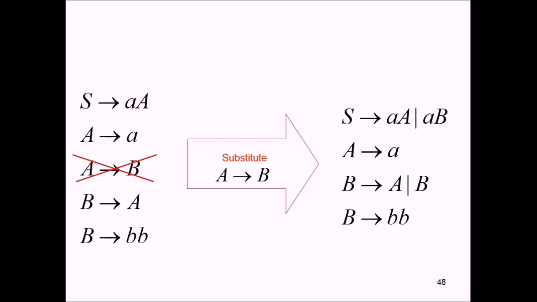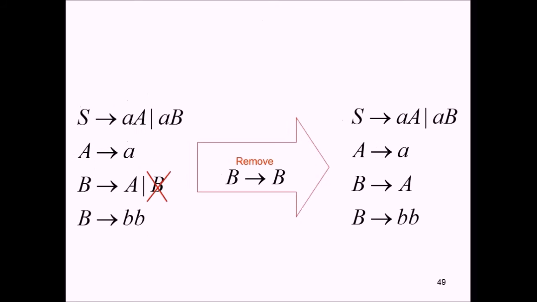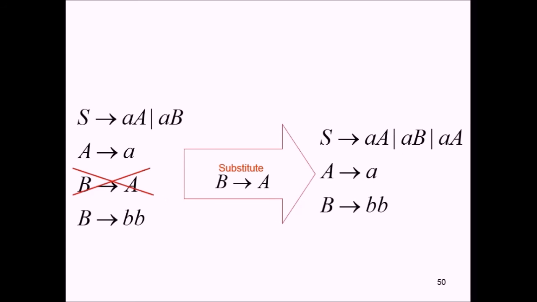First we will remove A tends to B. So the equivalent grammar will be S tends to AB, A tends to A, B tends to AB, B tends to B. And now we'll remove B tends to B because, as we had studied before, if there is a single variable on both the sides and the variable is the same, it is removed immediately. The equivalent grammar after removal of B tends to B and B tends to A will be S tends to AA, AB, AA, A tends to lowercase a and B tends to twice of lowercase b.